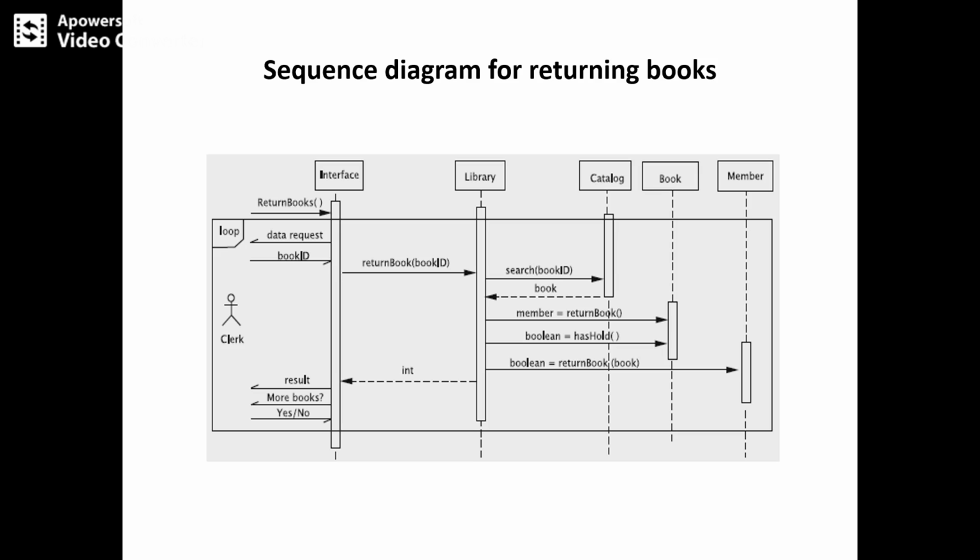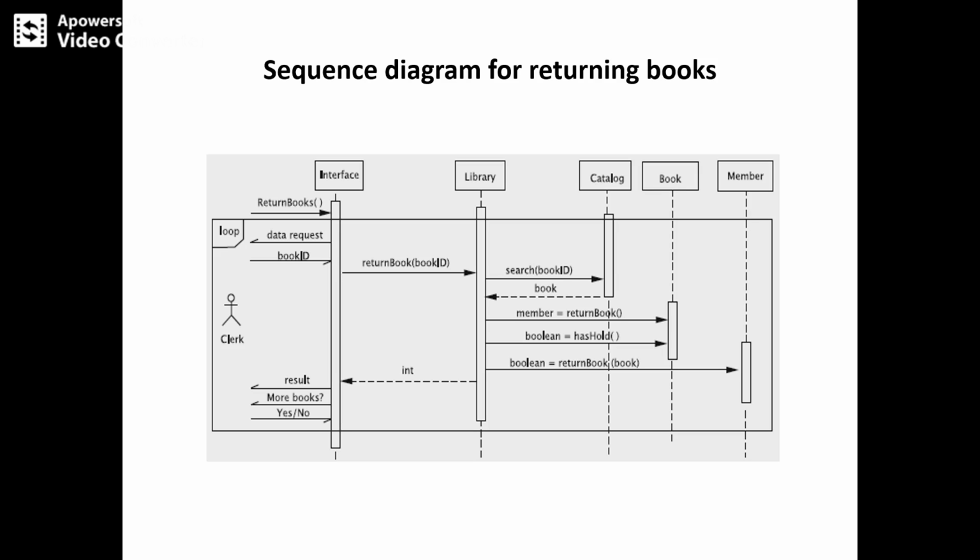So I told you that the book ID is the main thing. Here the return book method will be there with the book ID. Now it will go to the library classes. Their catalog is important because the catalog classes will have all the details of the book. So we need to use the search method with the book ID, to see whether the book is there or not. Then member equals return book and boolean has hold. So there is one flag here.